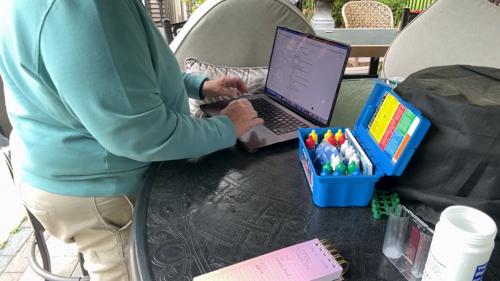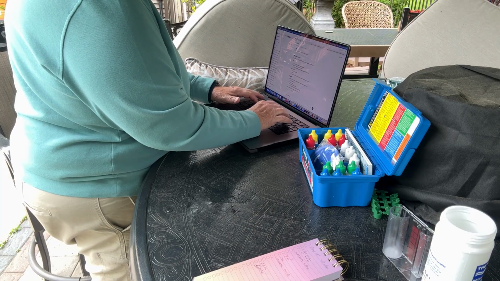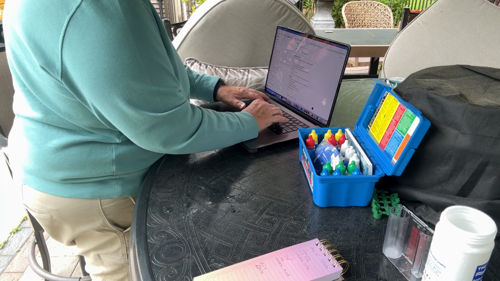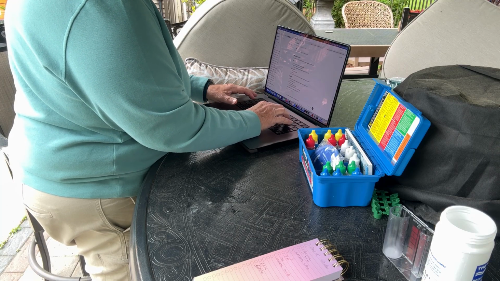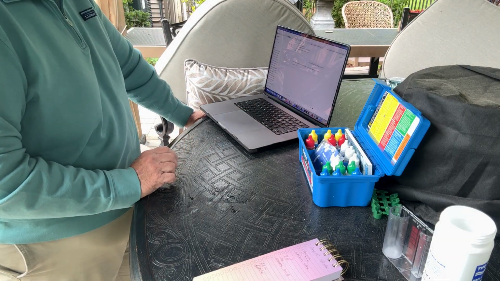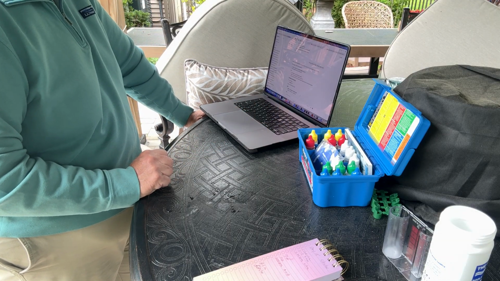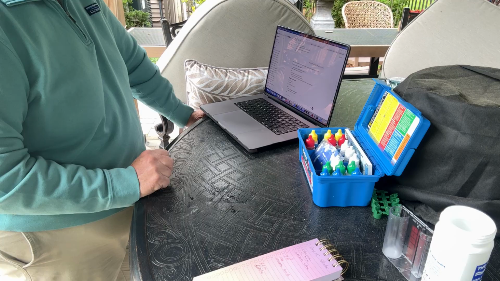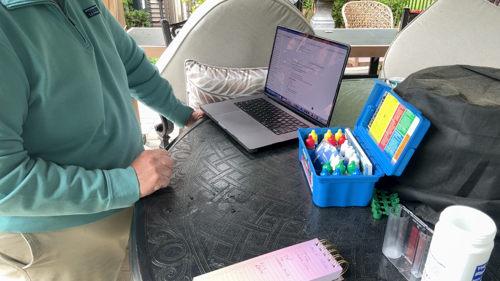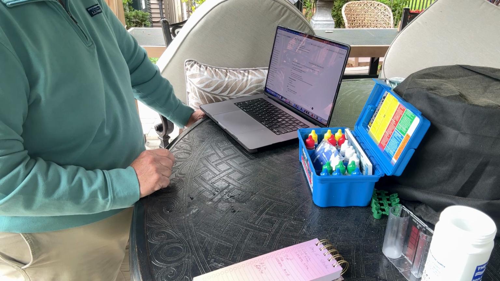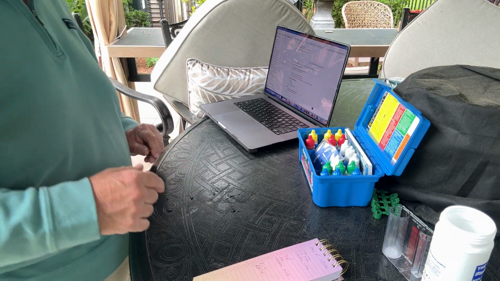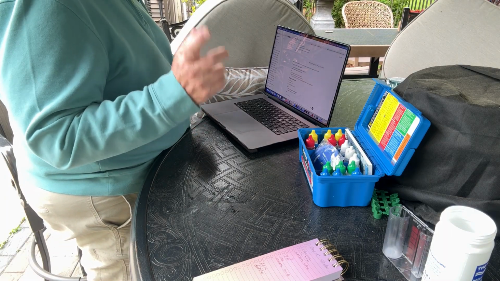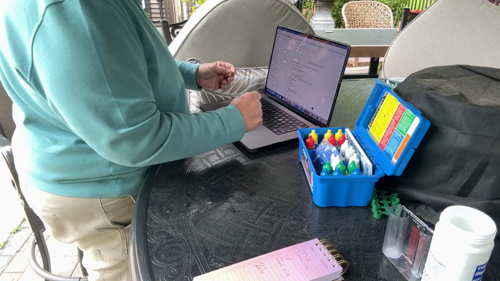That was 50 parts per million. So I am going to push it up to 80 today, because it's going to rain a lot tomorrow and that's going to dilute it further.